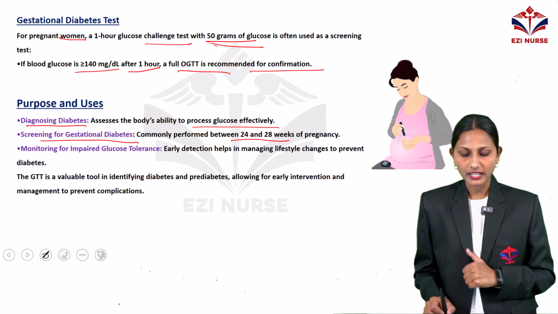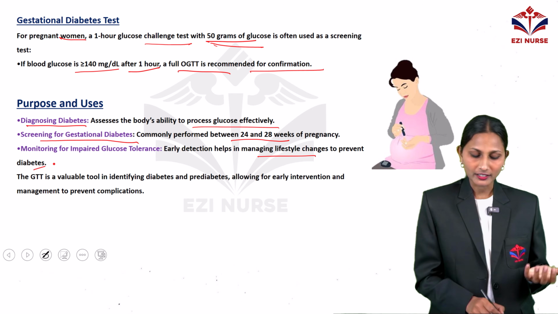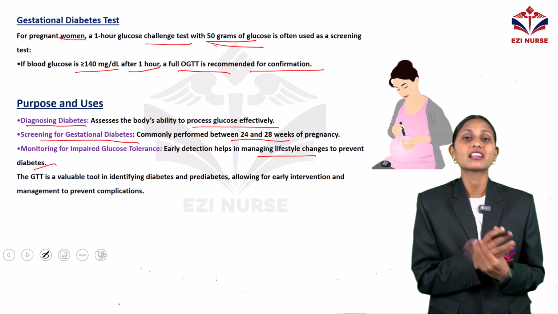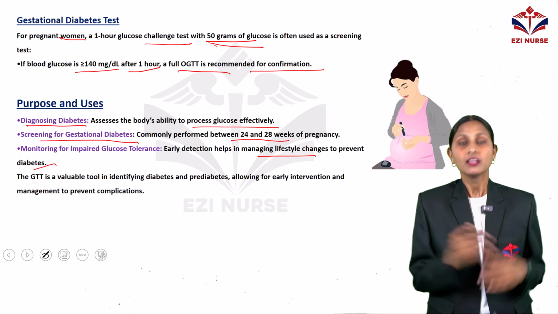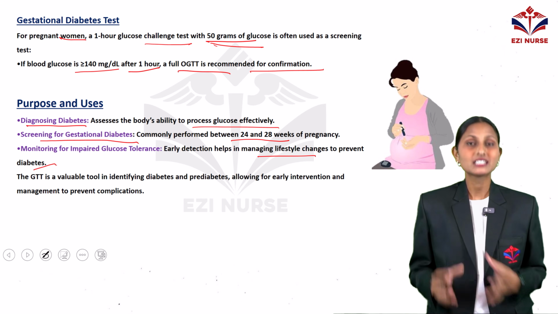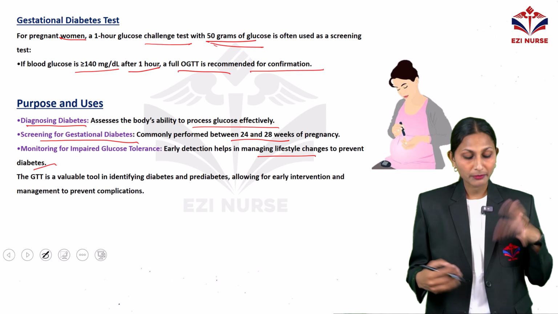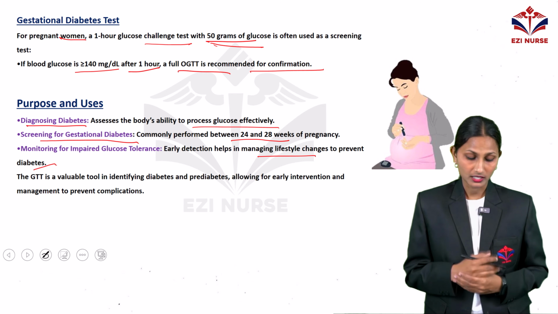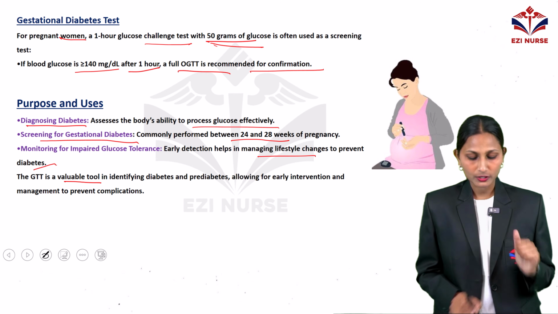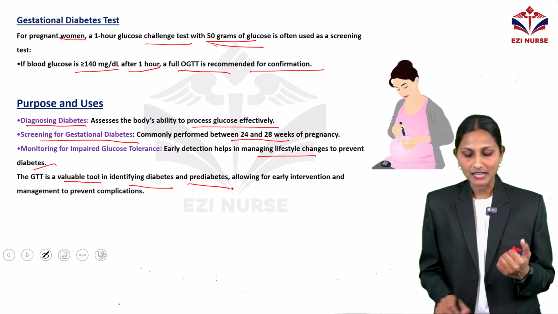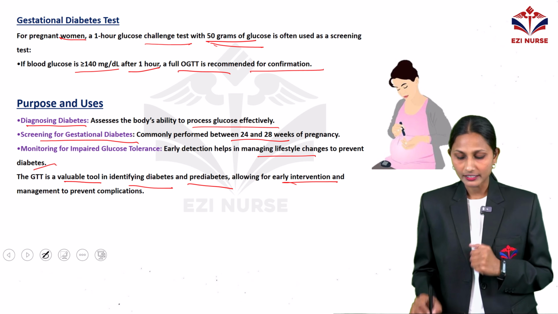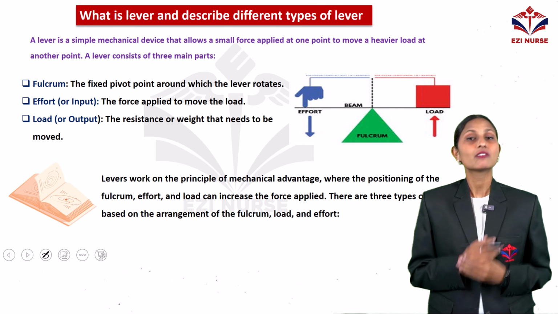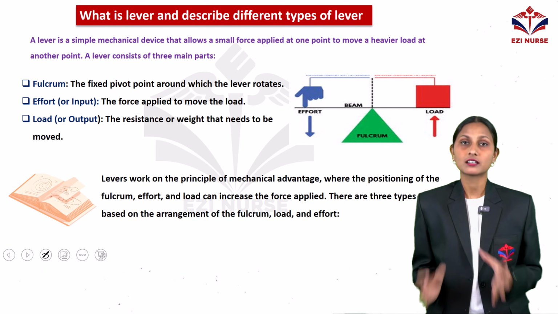Early detection helps in managing lifestyle change to prevent diabetes. So early modification means we will try to change the lifestyle from the previous time once we have done this OGTT test, and we will try to prevent the further complications that are caused by diabetes. This GTT is a valuable tool in identifying diabetes and prediabetes, allowing for early intervention and management to prevent complications. Next we will discuss, this comes under biophysics.